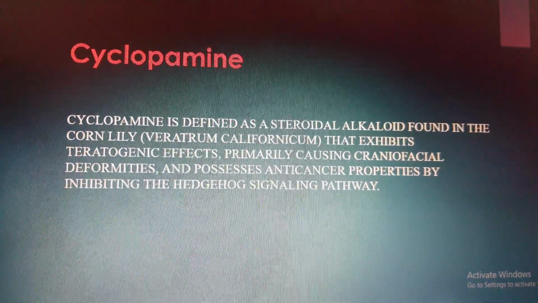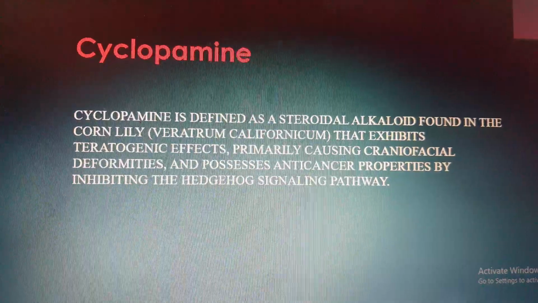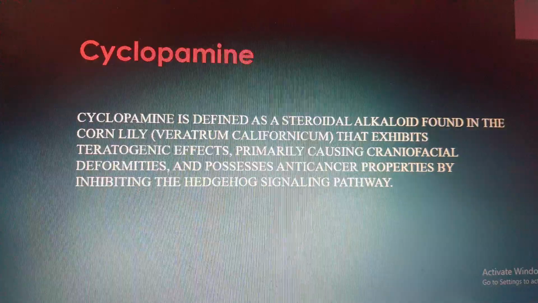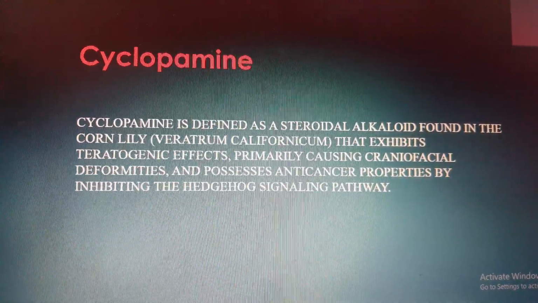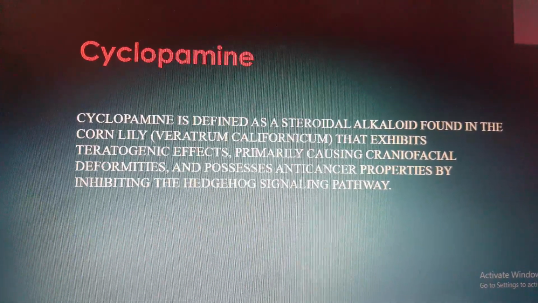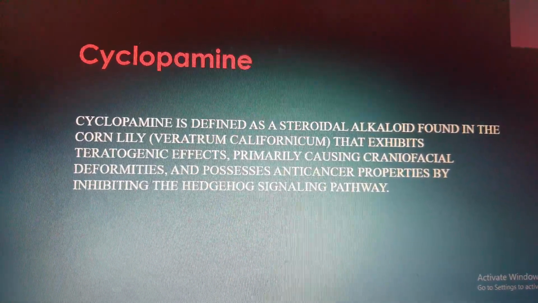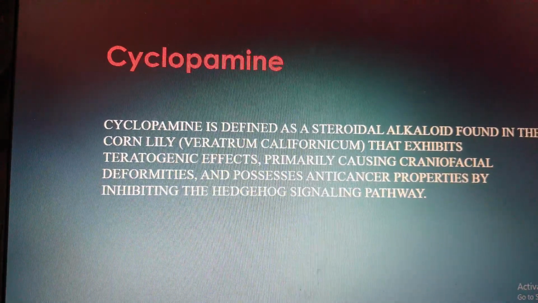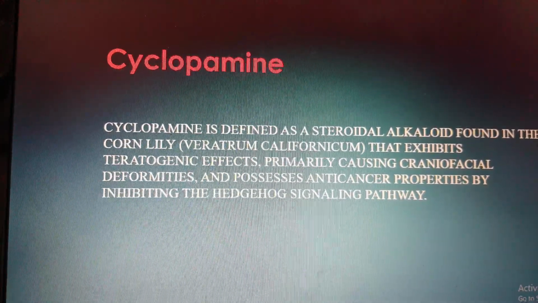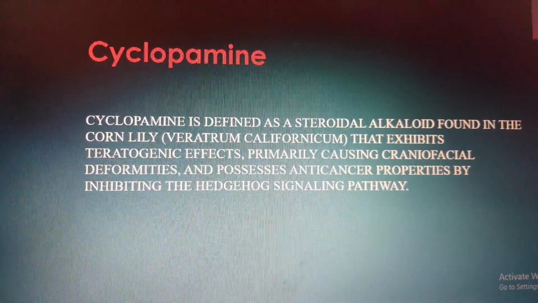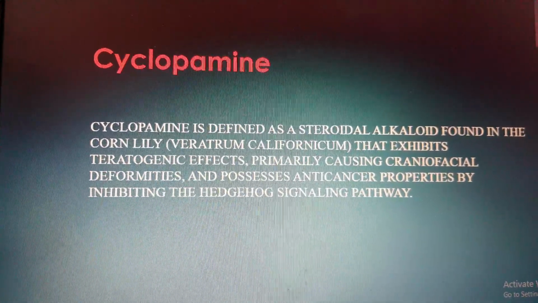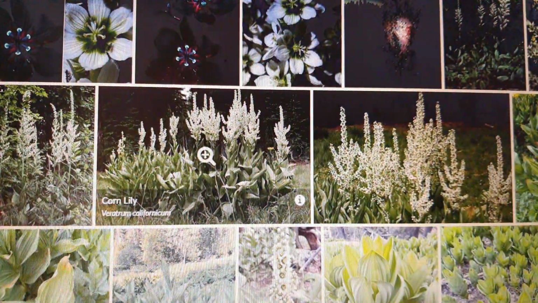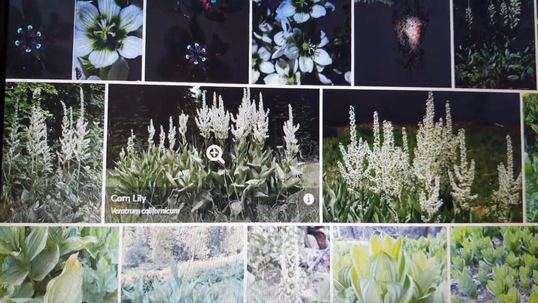Cyclopamine is defined as a steroid alkaloid found in the corn lily, Veratrum californicum, because it is present in California specifically, that exhibits teratogenic defects, primarily causing craniofacial deformities, and possesses anti-cancer properties by inhibiting the hedgehog signaling pathway. And that's again the real problem of cyclopamine. Although it destroys cancer cells and is used especially in ovarian and breast cancer, if this medication is ingested by a pregnant lady, unfortunately it causes this severe malformation of holoprosencephaly, again because it affects the hedgehog pathway.